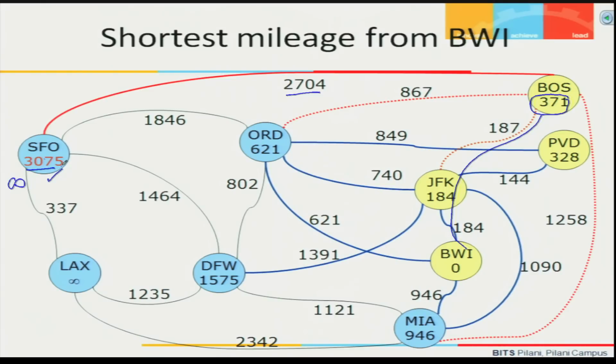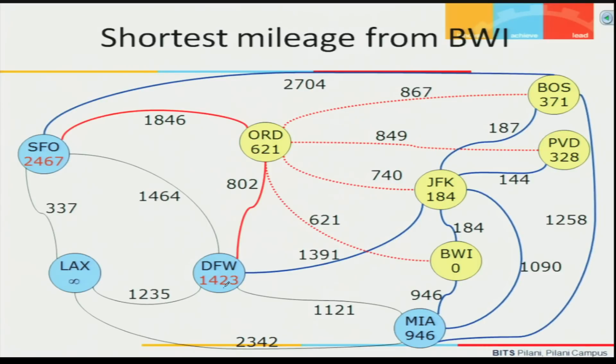Similarly, we are going to update all the d values. Next, we choose the vertex with the least d value, in this case this one. So, we are going to add this to our cloud. Now, before this was added, its value was 1575. As soon as this is added, we see that the d value, which earlier was 1575, changes.